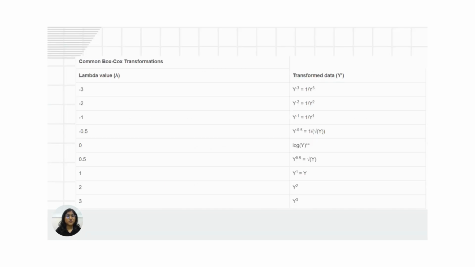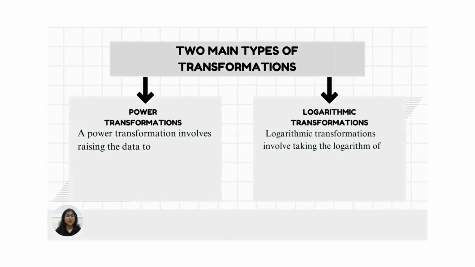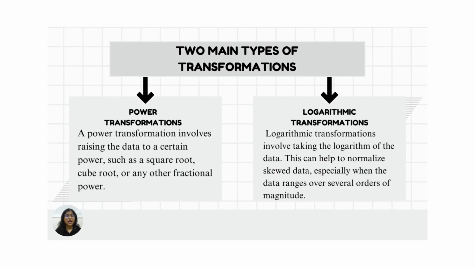Some of the common Box-Cox transformations are as follows. The two main types of transformations are: a power transformation, which involves raising the data to a certain power, and a logarithmic transformation, which involves taking the logarithm of the data. This can help to normalize skewed data.